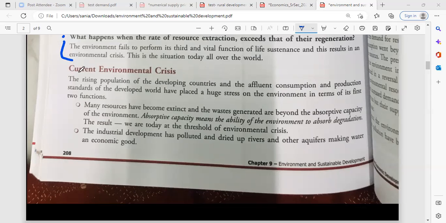So, the current environment crisis. First, many resources have become extinct and the waste generated is beyond the absorptive capacity of the environment. There are two types of countries, developed and developing. Developed countries have everything, and they have destroyed the environment in such a way that there is no absorption.